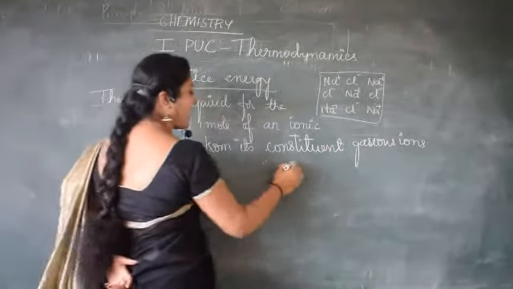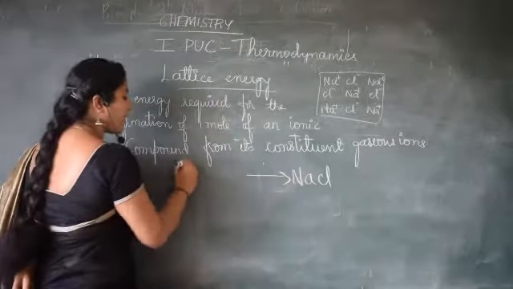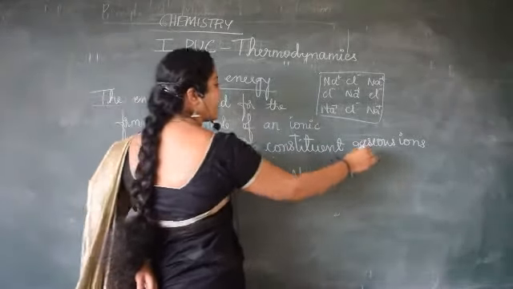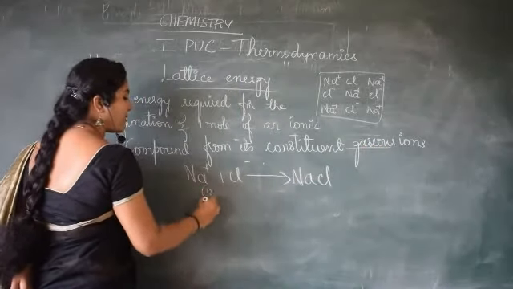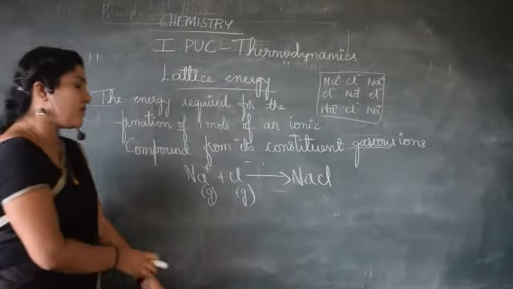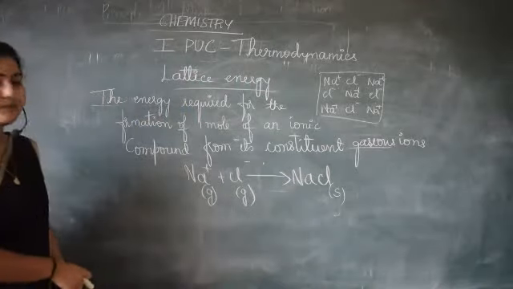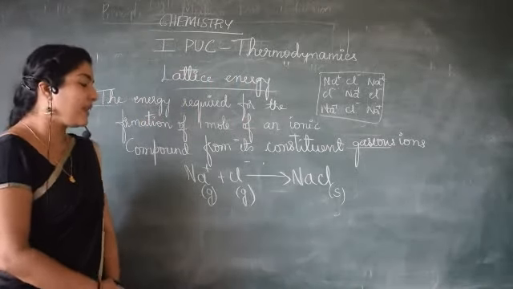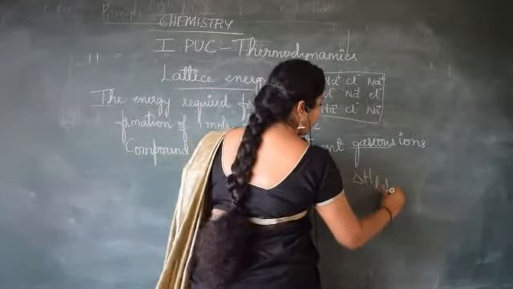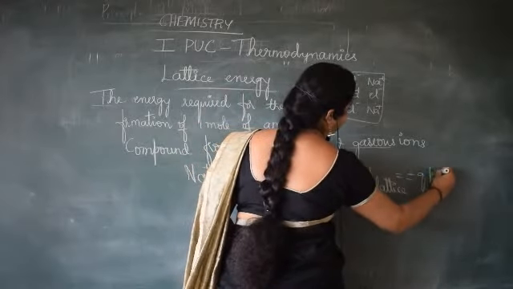For example, if 1 mole of sodium chloride has to be formed, then from its constituent ions, Na plus plus Cl minus. But the condition is constituent gaseous ions. So Na plus must be in its gaseous state, Cl minus must be in its gaseous state. So it's an ionic solid, so sodium chloride will be in solid state. Clear? So for this, the energy required is called its lattice energy. Plus or minus Q kilojoule per mole.